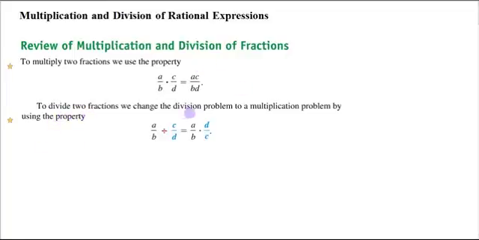Now to divide, change the division problem to a multiplication problem by using this property. A over b divided by c over d, we change it to multiplication and flip that second fraction, called the reciprocal. Okay, so then when you complete that, you should have ad over bc. Okay, let's go ahead and apply that here. Multiply or divide as indicated, and then simplify to lowest terms.